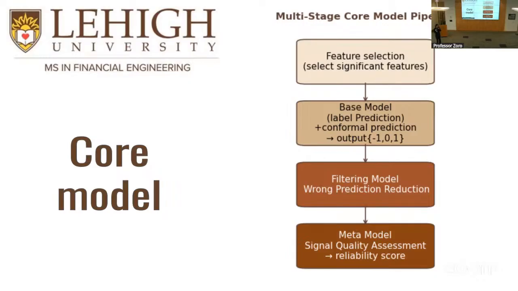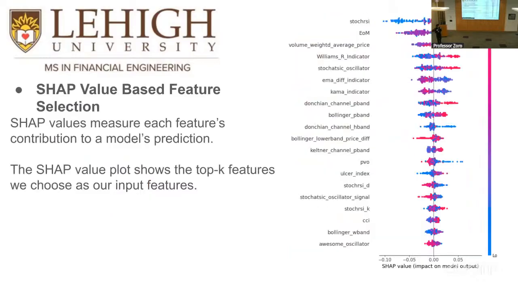But in order to increase the prediction accuracy, we add an additional component, the conformal prediction. It helps us to filter out low confidence predictions. And then a second filtering model reduces the wrong predictions, which would lead to false trades. And the last model is the meta model. It is a signal quality assessment model, and it will give us a reliability score. So let's first look at the feature selection part.